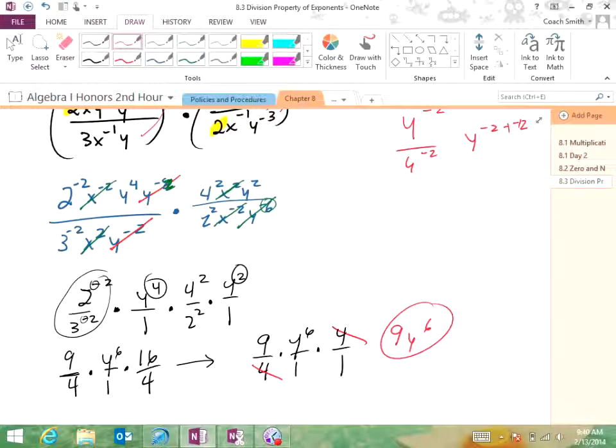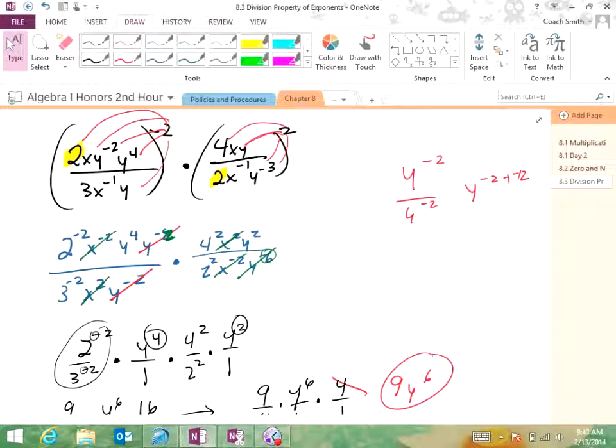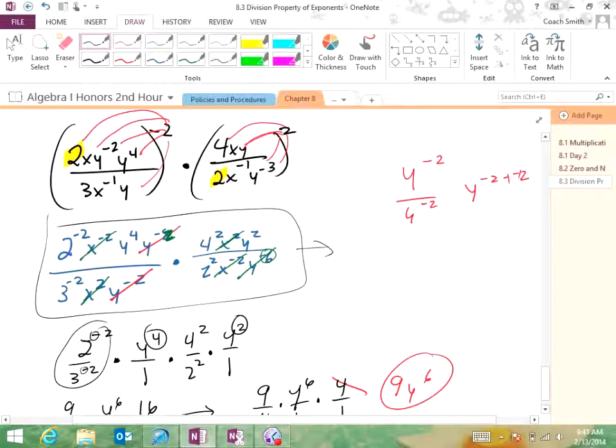Now, up here at that step, you could take and join those two, but there's a lot of different ways you could do it. The bottom line is, find the way that helps you remember the rules the best and do it that way.